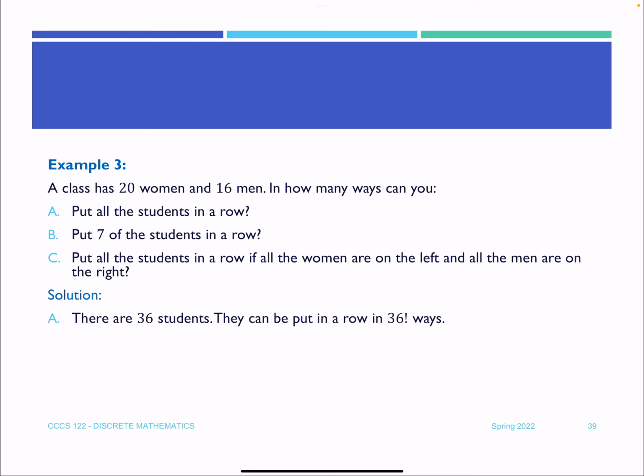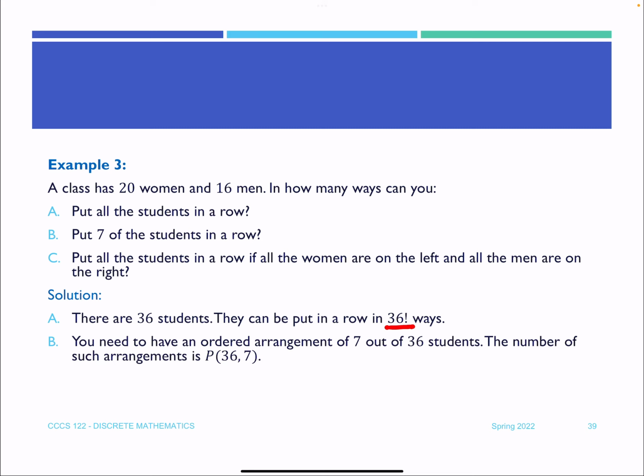So, first one is easy. There are 36 students. You want to put all of them in a row. We don't care about genders. So 36 students, 36 factorial ways. 36 students for the first position, 35 for the second position, 34 for the third position, 33 for the fourth position, and so on. So 36 factorial is the answer to the first question.